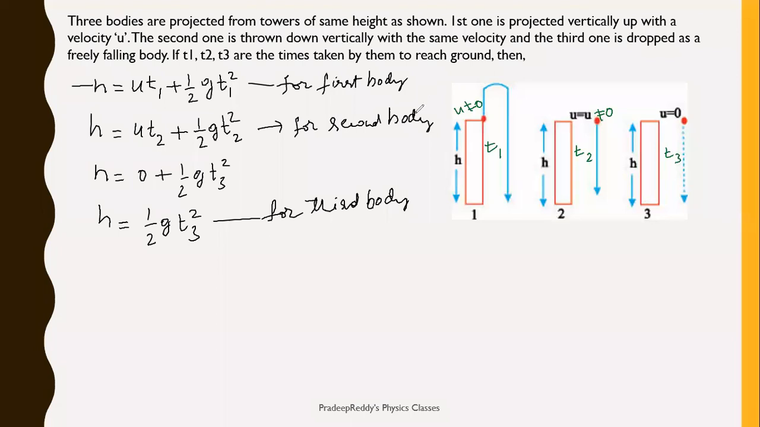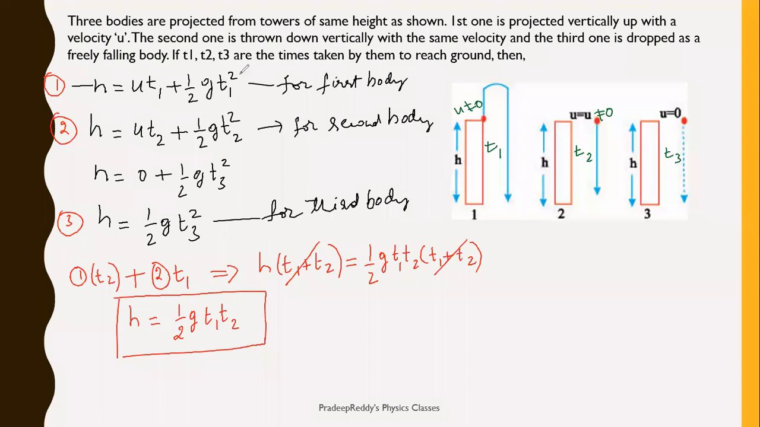Okay. The common point for all the 3 bodies is height. H is the same for all the 3 bodies. For the third body, we have calculated directly the equation for H. It is half g T3 square. You can use this H value in the second body equation, so you will get the relation between T2 and T3. Fine. And take that and you can use it in equation 1 so that you will get the relation between T1, T2 and T3.